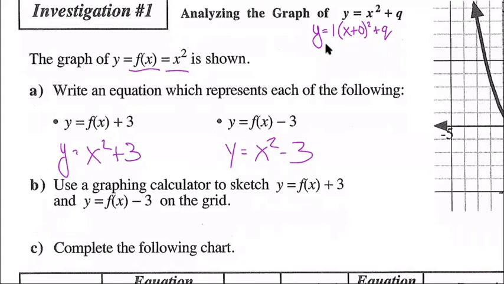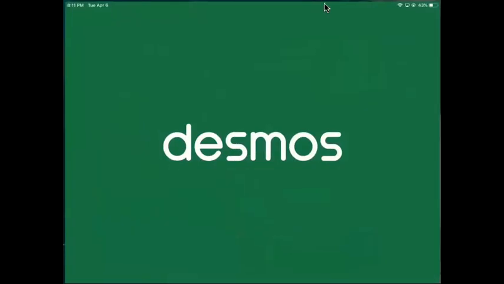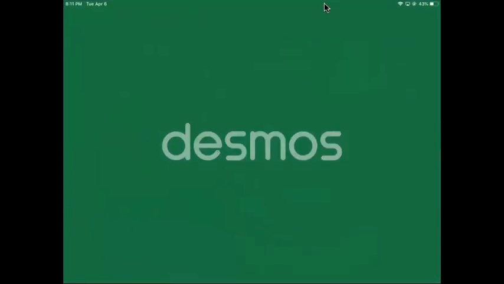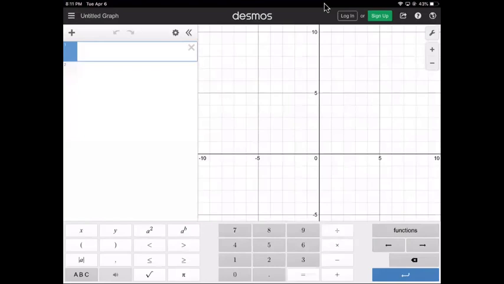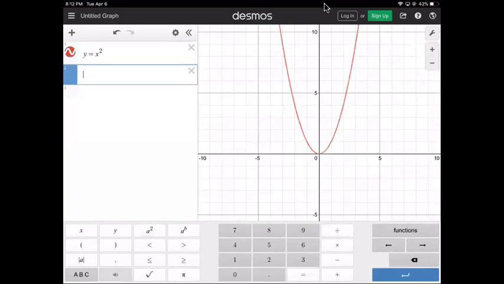And then it says use a graphing calculator to sketch these. So I'm going to go to Desmos. There we go. I'm going to put in my Joe average parabola, y equals x squared. I'm going to put in y is equal to x squared plus 3. Not 33, 3. What happened to our graph? It moved up 3 spots, didn't it? The shape hasn't changed at all, but it's moved up 3 spots.